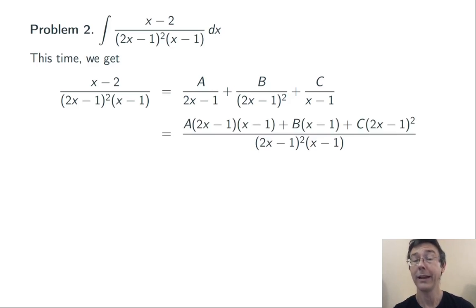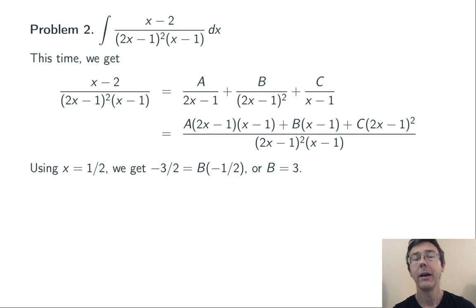As before, I get a common denominator and equate the numerators. Now, in this case, there are some convenient values to plug in. For example, when I plug in x equals 1/2, the A and C terms go away. I'm just left with the B term. Negative 3/2 equals B times negative 1/2, or B equals 3. Similarly, if I plug in x equals 1, then the A and B terms go away, and I'm just left with the C term. I get C equals negative 1.